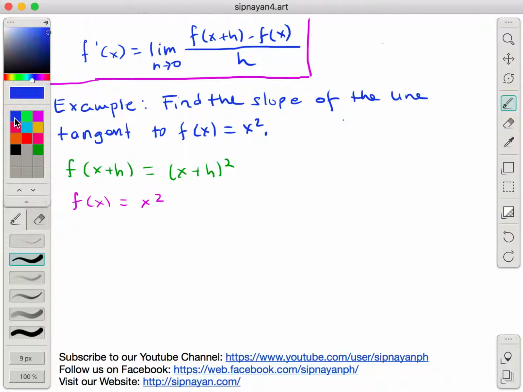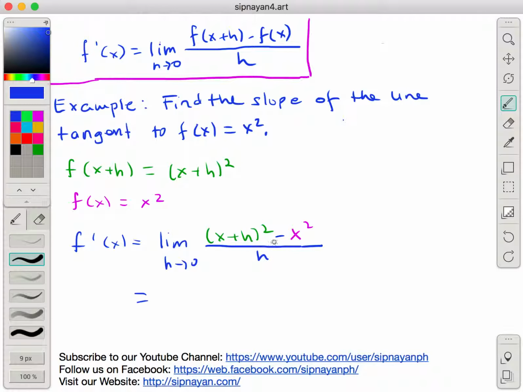And then we use the formula. So, f prime of x is equal to the limit as h approaches 0 of f of x plus h, which is this one, x plus h squared, and then minus f of x, or x squared, all over h. So, simplify natin or expand natin to.